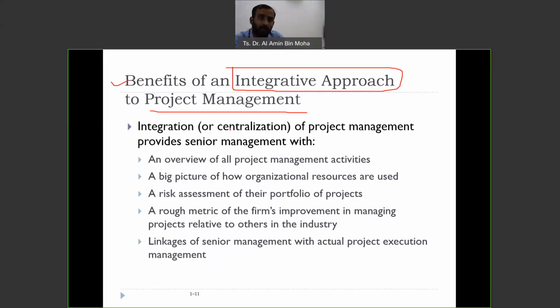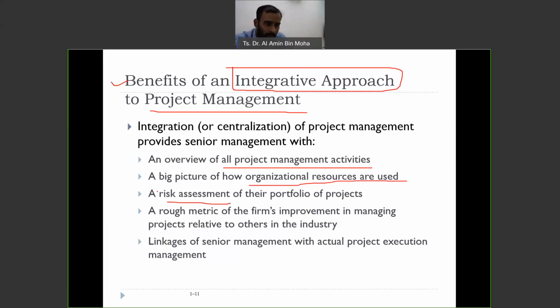So what's the benefit if you have this? You can have a good overview of all project management activities. You know what is happening where, and what to improve. And you know the big picture of how organizational resources are used. So you can plan well the quantity of the raw material being used. Okay, risk assessment. They are talking about how you assess the risk based on the people or the project's portfolio.